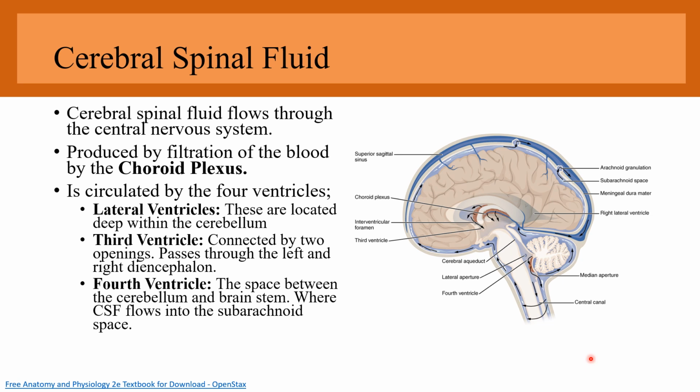As we mentioned earlier in the previous slide, the granulations are what allow the cerebrospinal fluid to flow into the subarachnoid space. So here we have the arachnoid granulations, and there are these little nodules right here, and we can see that from the fourth ventricle right here, the fluid flows out, and it goes into the subarachnoid space. And it goes this way as well.